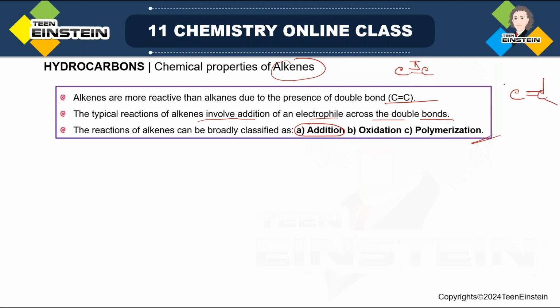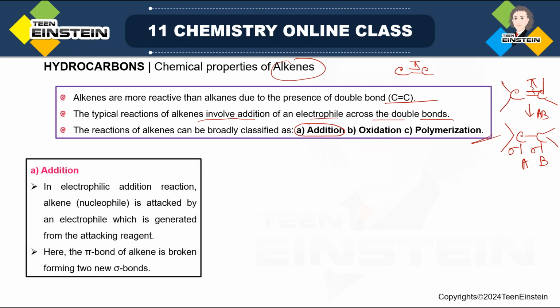In the general way, this pi bond will be broken, and when this pi bond is broken, 2 units will be attached. Suppose in general I'm writing the reagent as AB. So there will be formation of 2 new sigma bonds and the original pi bond is broken. Fine. The first type is addition.